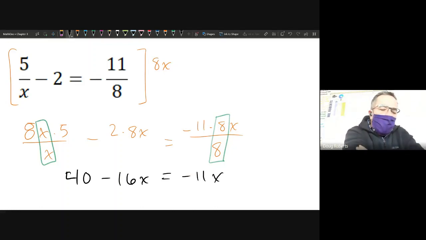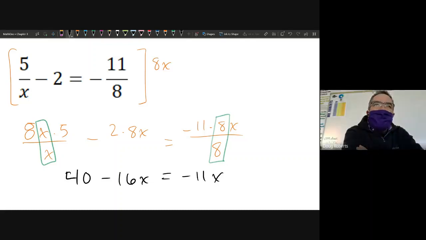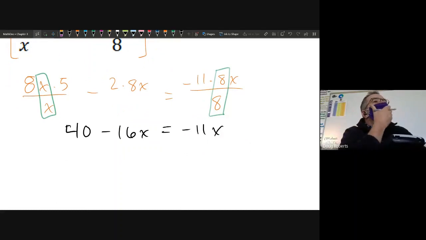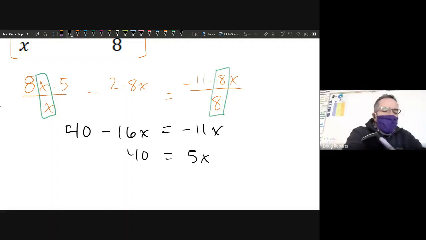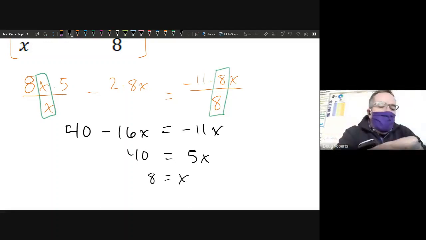Ooh. So I need to add 16x to both sides. That's right. Whoa, look at it. So I'm going to add 16x to both sides. I see what I did there. So over on this side, doesn't this become 5x? Yeah. 5x is 40, therefore x is 8. That makes more sense.